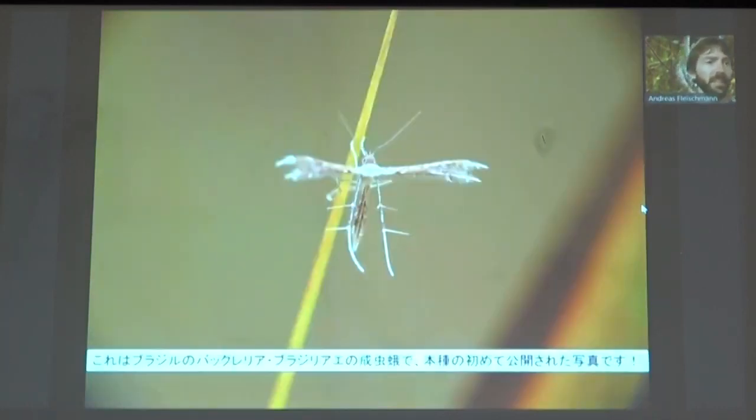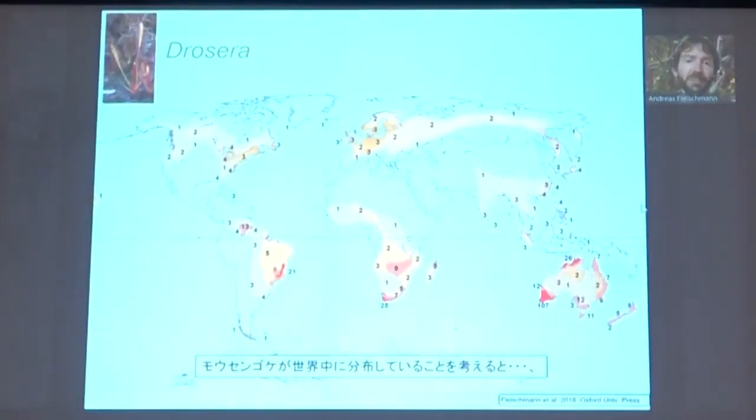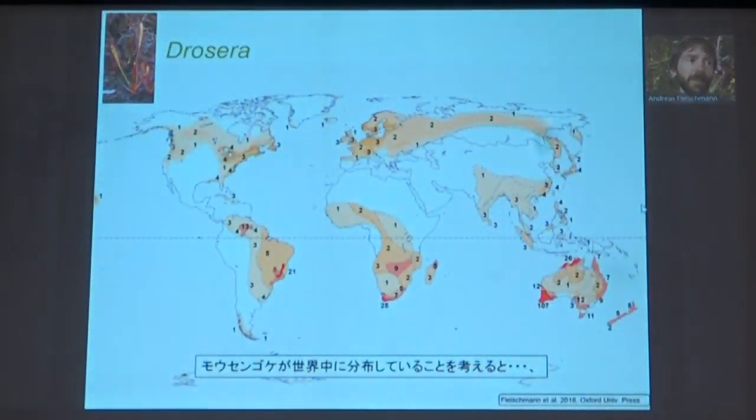And this is an adult moth of Buchleria. There are 6 to 7 species, and the adults are very difficult to distinguish. They all look very similar. This looks like our Eurasian or the Japanese species, but this is Buchleria brasiliana from Brazil. And by the way, this is the first photograph ever shown of this insect alive. The only other photograph of Buchleria brasiliana available so far is of a museum specimen. So there are 6 to 7 species of Buchleria.